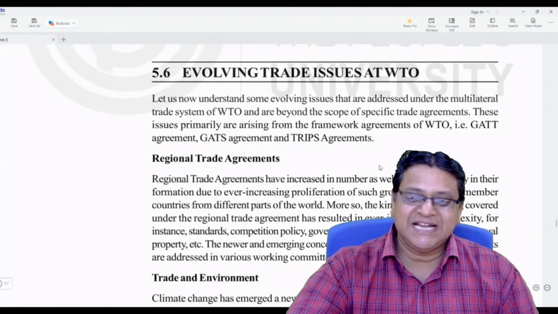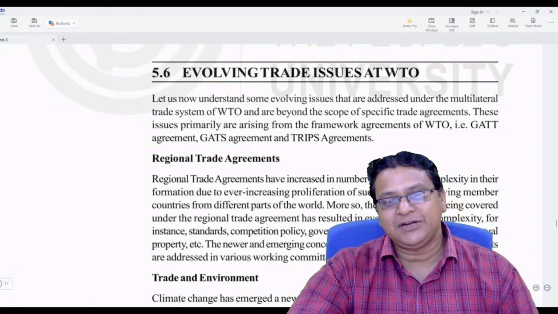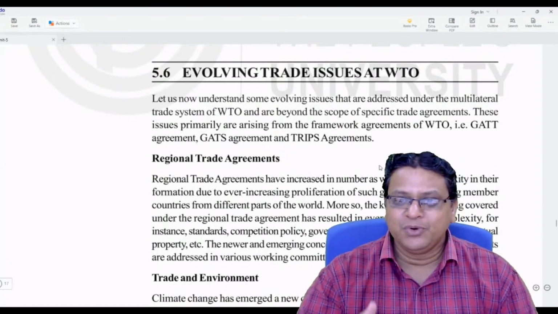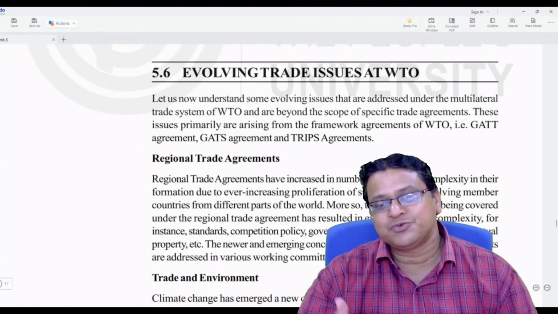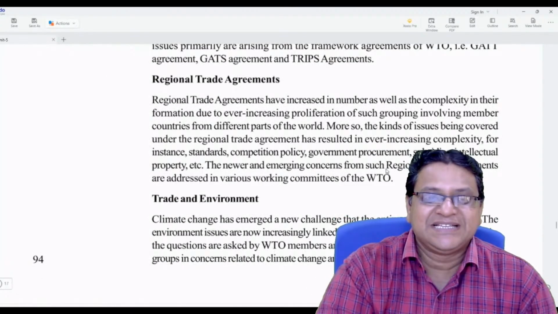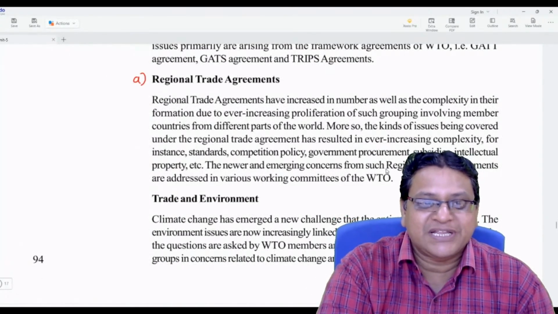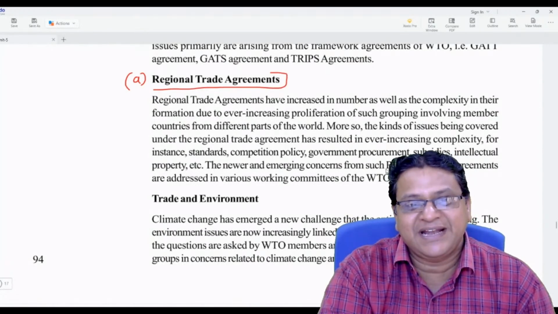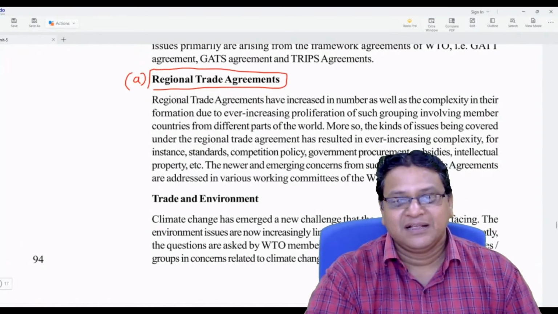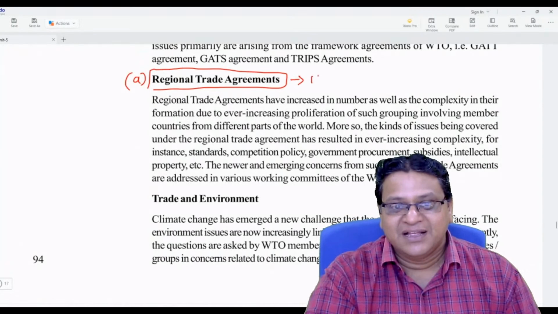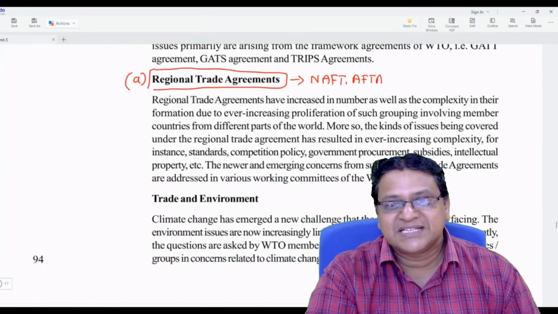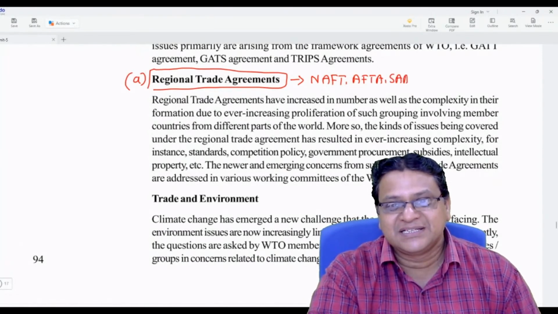What are the recent trade issues which are evolving in WTO? There are many concepts, many areas where WTO has to frame new rules and regulations. These are evolving areas. First one is regional trade agreements. Many countries are framing regional trade agreements in the form of economic integration, like NAFTA is a regional trade agreement, AFTA is a regional trade agreement, SAARC is a regional trade agreement.